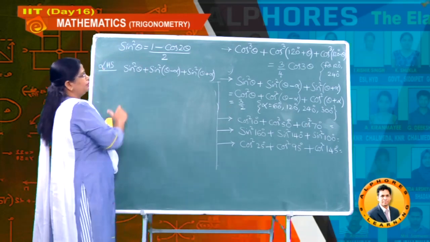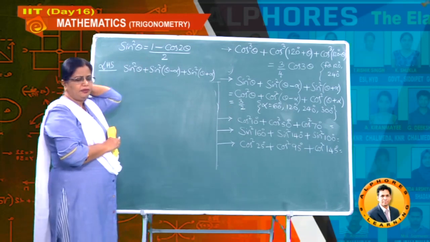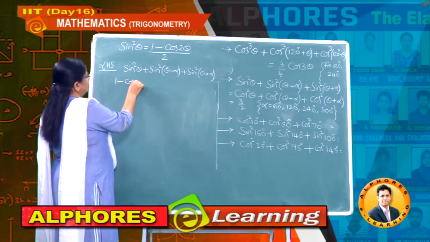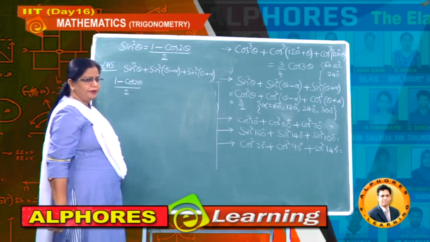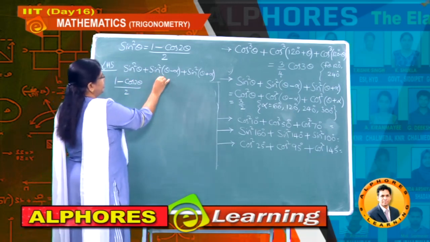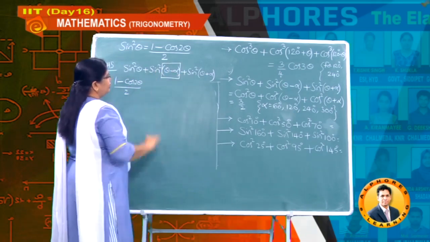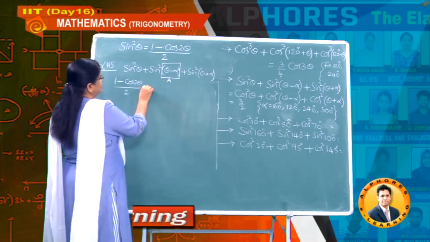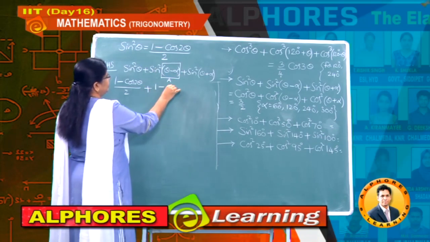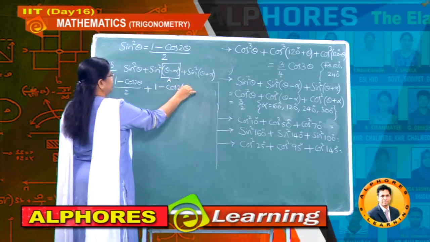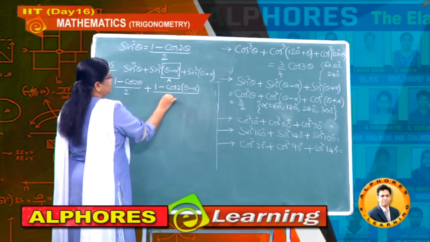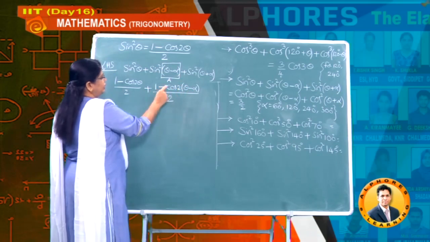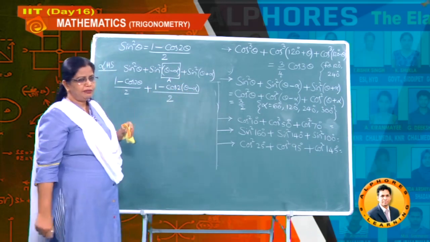Now let us make use of the formula, that is 1 minus cos 2 theta. So this is 1 minus cos 2 theta divided by 2, right? Now here, instead of theta you have theta minus alpha. This entire thing is now your angle. So here I am writing 1 minus cos 2 into theta minus alpha, divided by 2. So this entire value is a, then 1 minus cos 2a divided by 2.